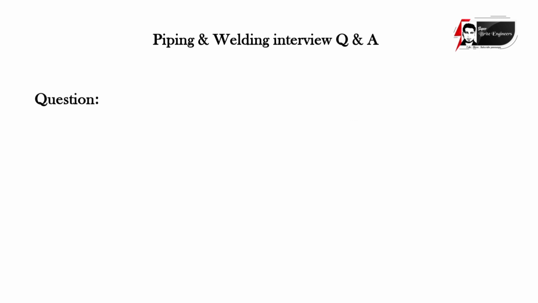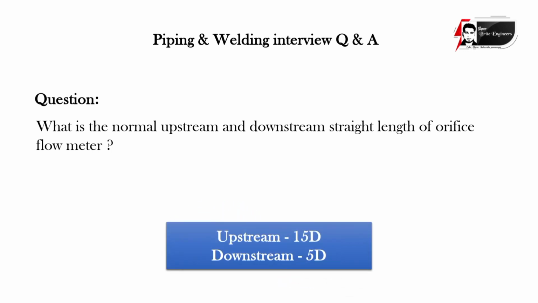What is the normal upstream and downstream straight length of the orifice flow meter? Upstream 15D, downstream 5D.